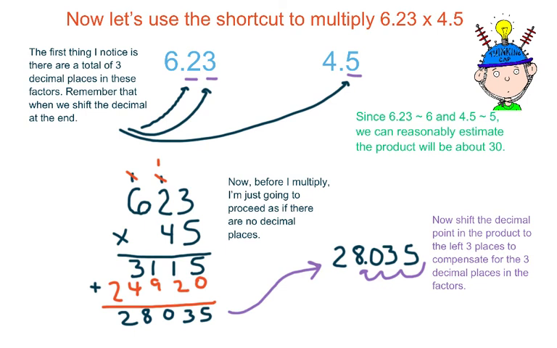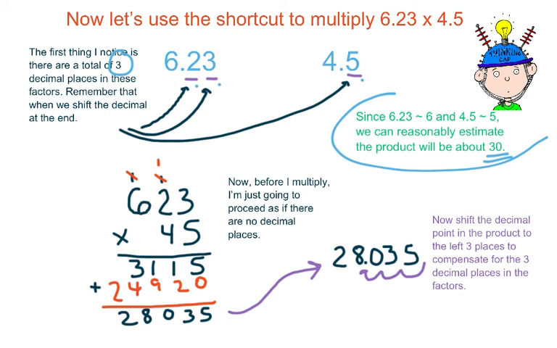Now let's use this shortcut to multiply 6 and 23 hundredths by 4 and 5 tenths. First, let's estimate. Since 6 and 23 hundredths is about 6, and 4 and 5 tenths is about 5, we can reasonably estimate the product will be about 30. So the first thing I noticed is that there are a total of 3 decimal places in these factors. 1, 2, 3. Remember that when we shift the decimal at the end.